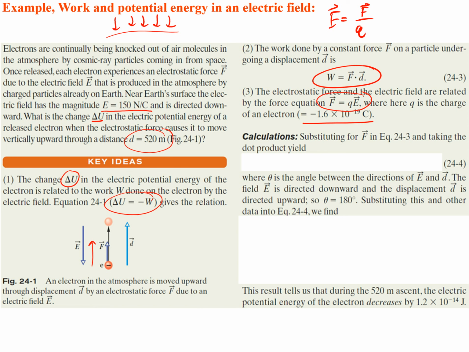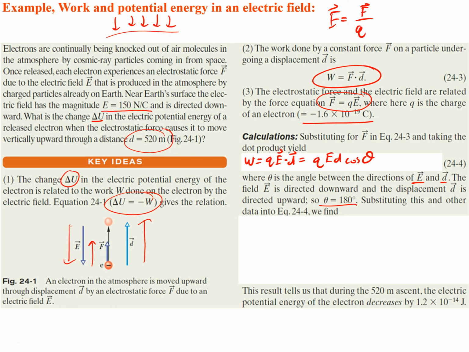All right, so substituting in F for our first equation and taking the dot product, we end up with our work is equal to Q E dot D. All right, and this is just going to be Q E D cosine theta, right? Because E dot D is just going to be E D cosine theta. So theta is the angle between the directions of E and D. Well, notice we have E going down in this direction. We have D going up because that's the direction of motion. All right, so they're going to be 180 degrees away from each other.